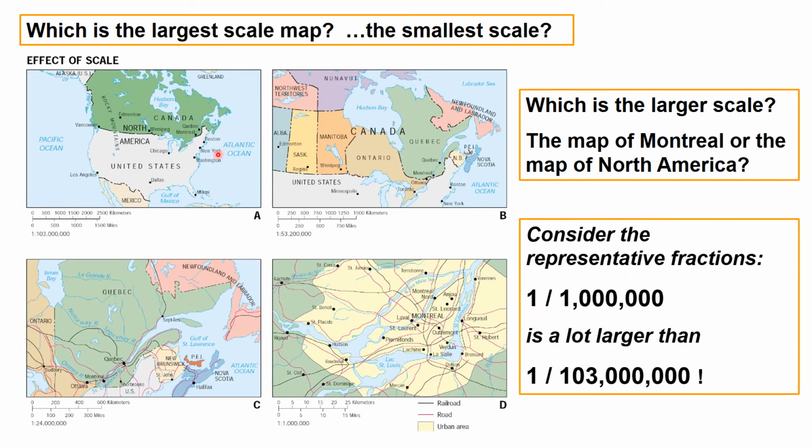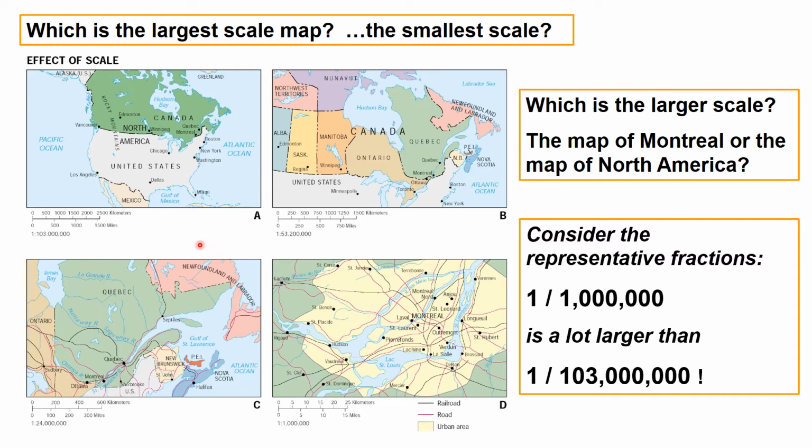All right, so which one's the large scale map and which one is the smaller scale map? Well, we can get rid of these two intermediate ones because we know that that's not on one end or the other. But here we have a map of the continent, and then here we have a detailed map of Montreal. Now the maps are of the same size on the page. Which one is the larger scale?